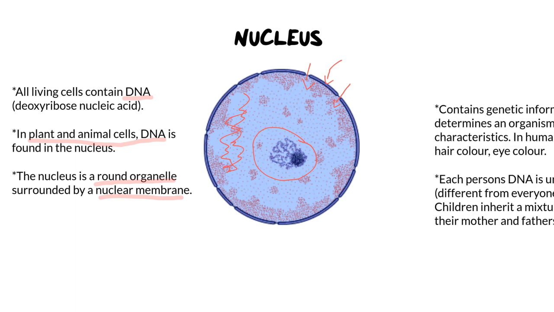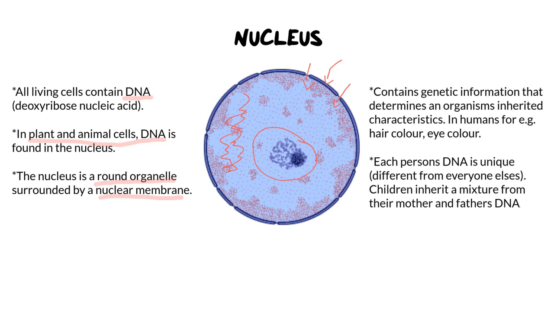Now, some other functions linked to the nucleus, which are a little bit more advanced, is that our nucleus contains our genetic information, which is like the recipes to make our bones, our muscle, our skin, and we inherit these, which means that we gain them from our parents. These can be things like our hair color, our eye color, but also things like our blood group and how we build muscle and grow hair.